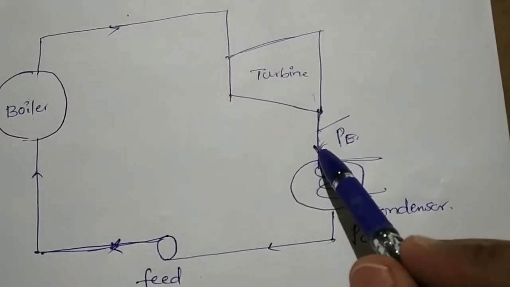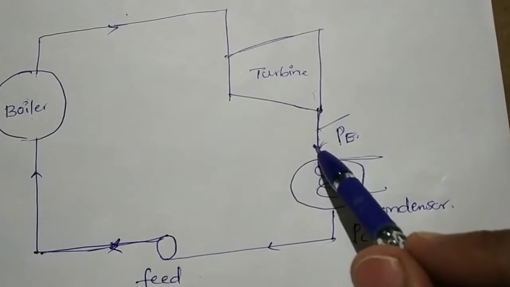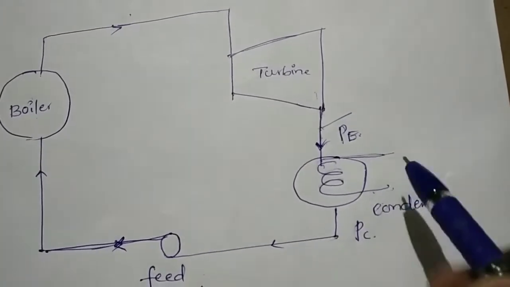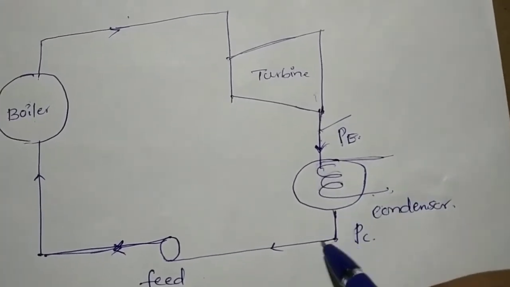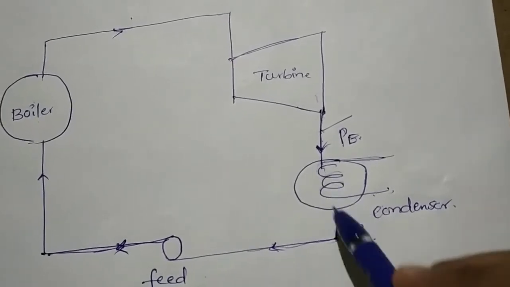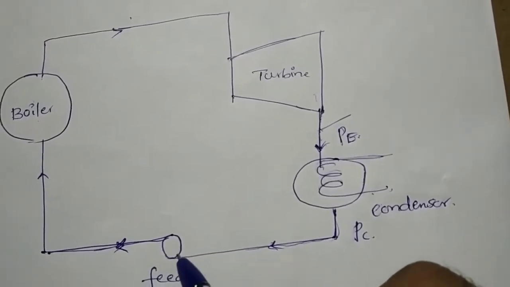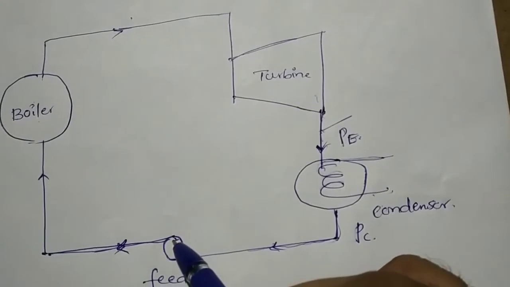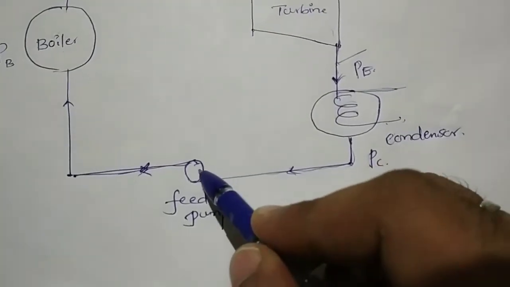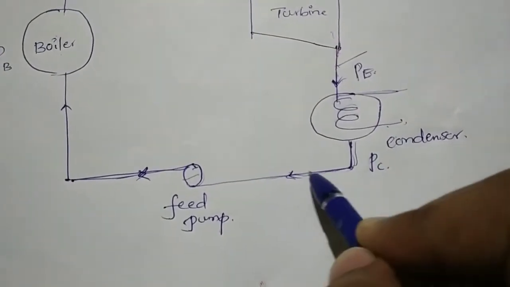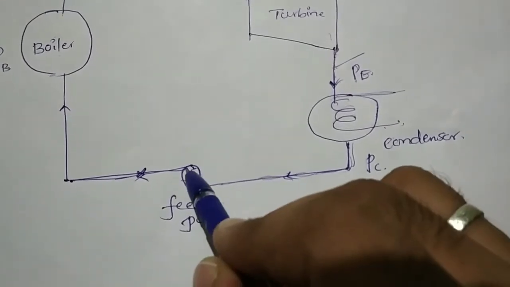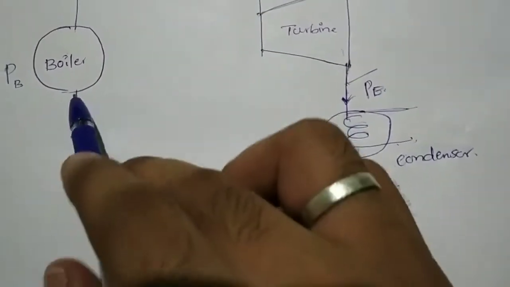It will take the heat, whatever heat is there in this water vapor, and it will send the remaining water, some hot water, onward. Here we will place one feed pump. The function of the feed pump is to pump the water that is coming from the condenser and send that water to the boiler.